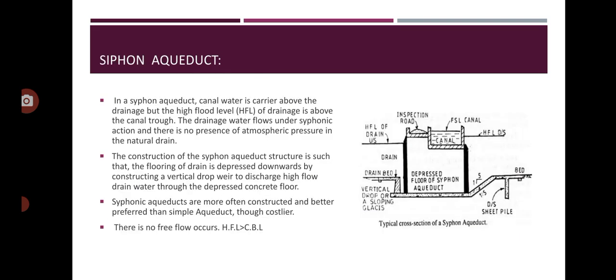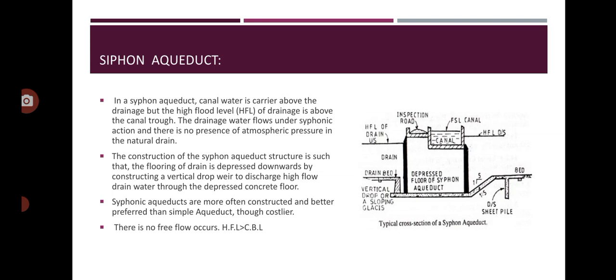Next section is the siphon aqueduct. The siphon aqueduct works based on siphonic action, that is, the water flows under pressure. As we have seen, the canal water is carried above the drainage. Here also the canal is constructed above the drainage system. The only difference is that the high flood level of the drainage is above the canal trough, and the drainage water, that is the natural river system, flows under siphonic action.